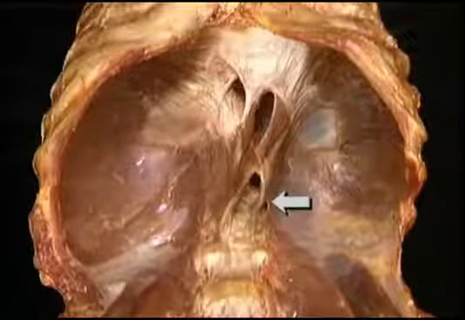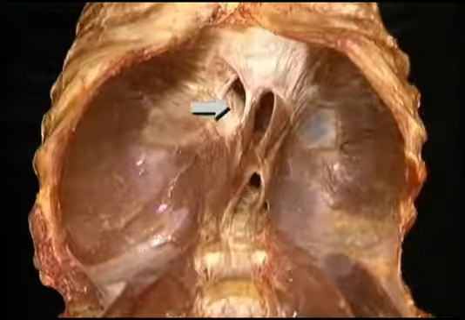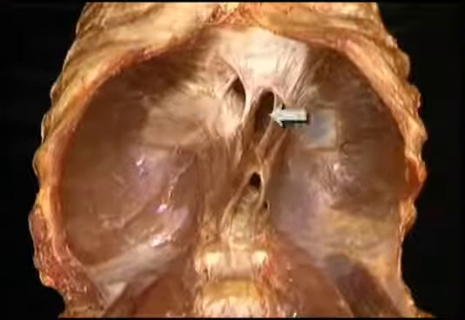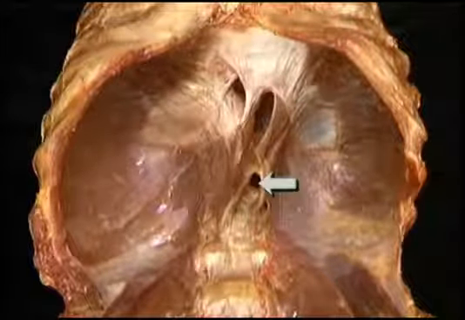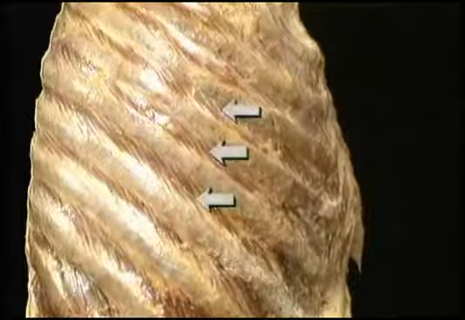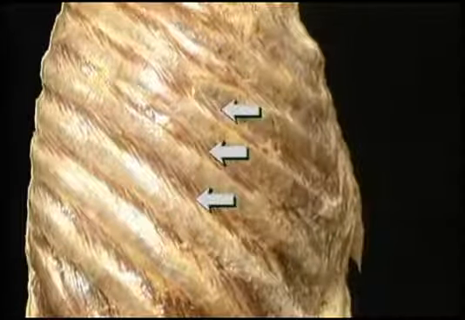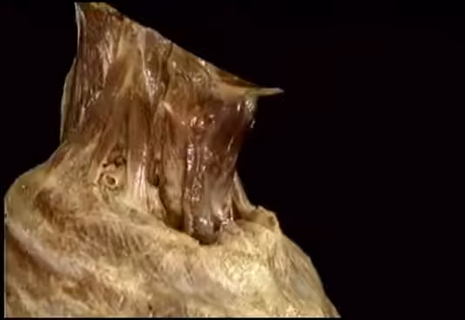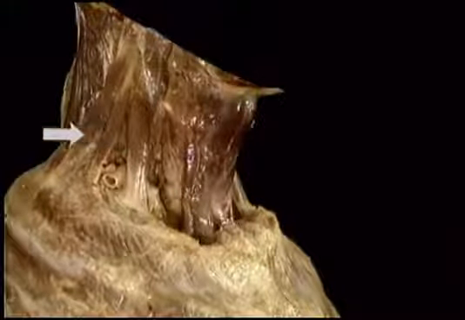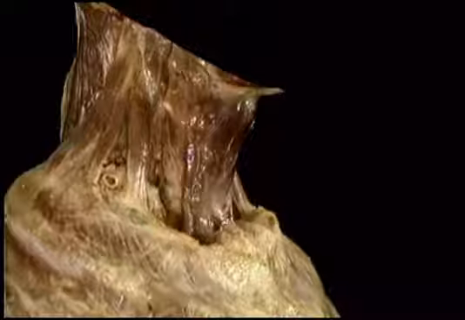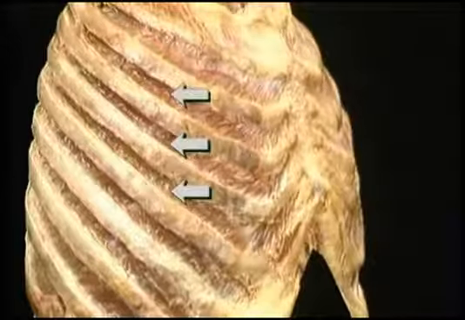and left crus, the vena cava foramen, the esophageal hiatus, the aortic opening. Here are the external intercostal muscles, the scalene muscles, anterior, middle, and posterior, the internal intercostals.